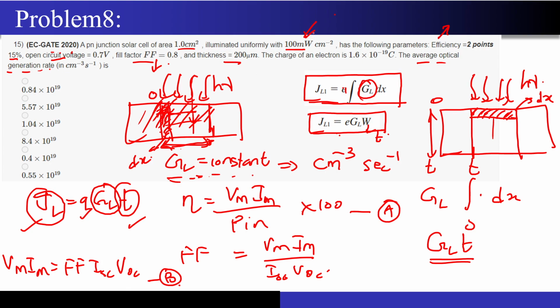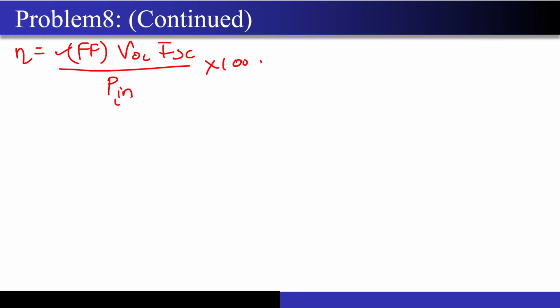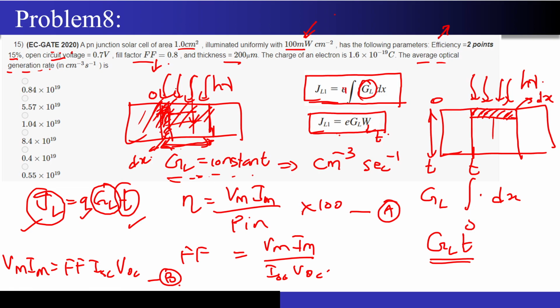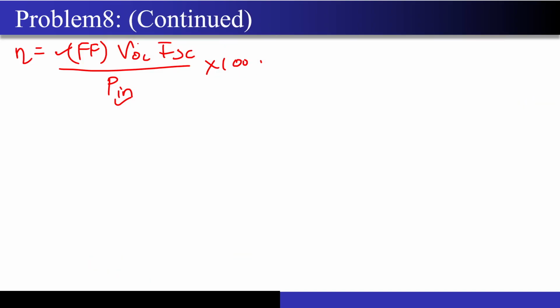Even the P in value I can easily calculate, right? The P in has also been given to me. Now what about the VOC and ISC? The open circuit voltage is given, and the efficiency is given. So from here I can calculate the value of ISC.